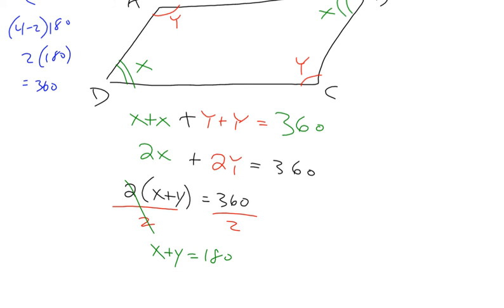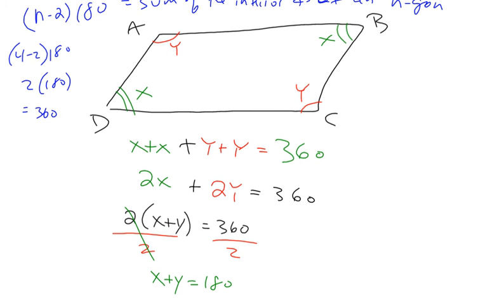Well, that really helps me. Why? Because if x plus y is equal to 180, then I'll know that these two angles, namely this angle x and this angle y, are supplementary. If they are supplementary, let's think about what I've got.